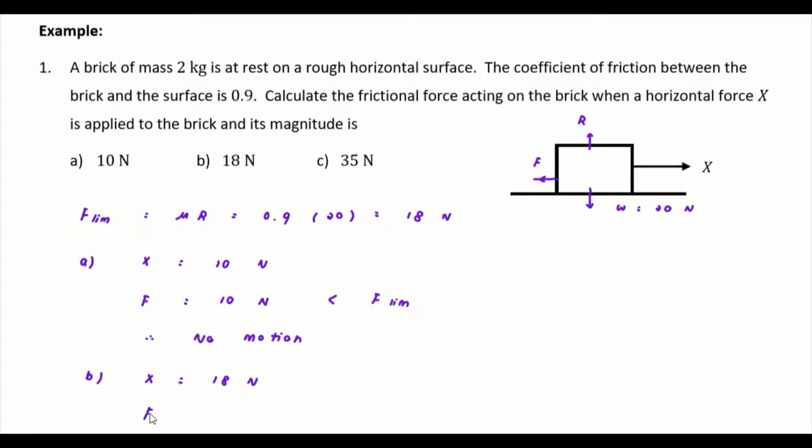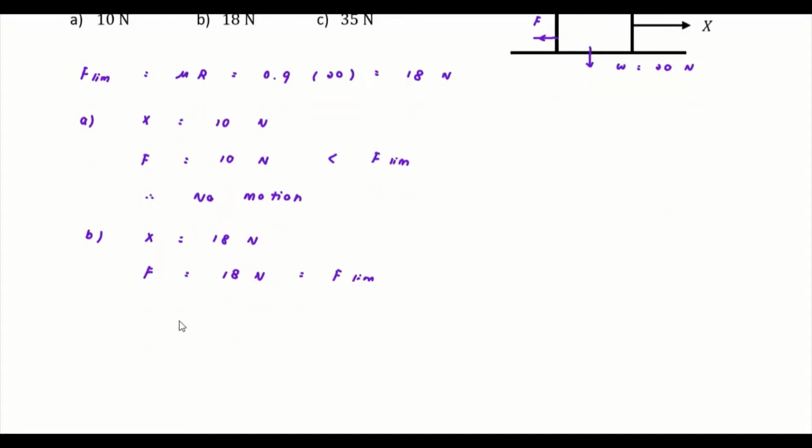So that's why your F can be 18. This is a number that is equal to your limiting friction. That's why the brick is actually about to move. So this is the limiting equilibrium state, about to move.